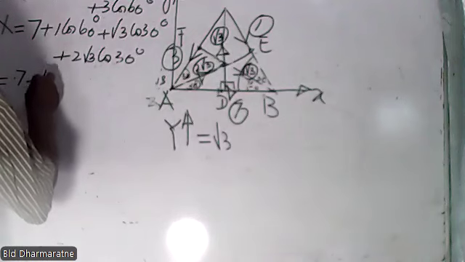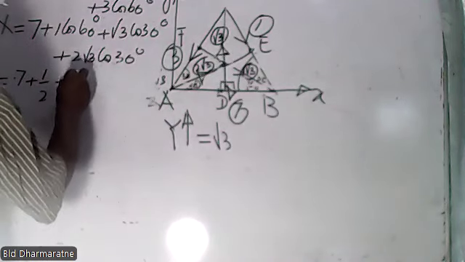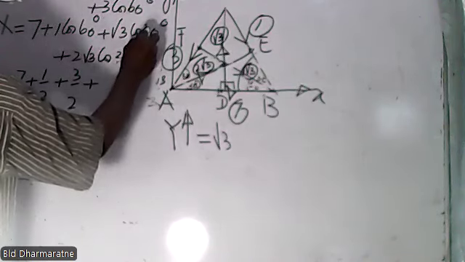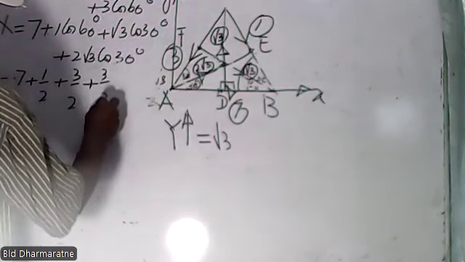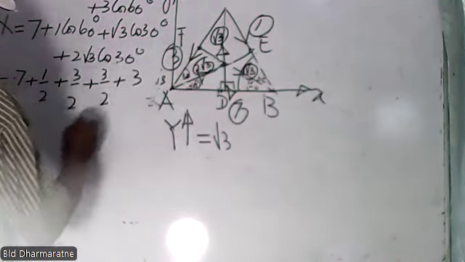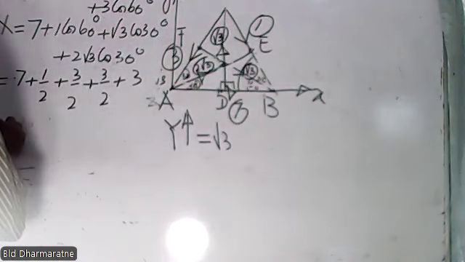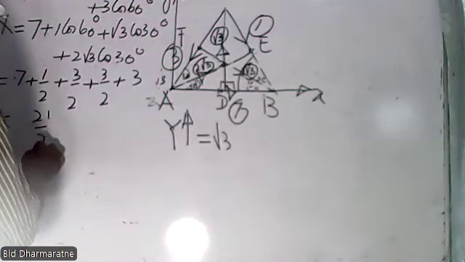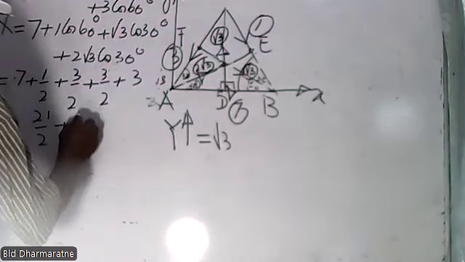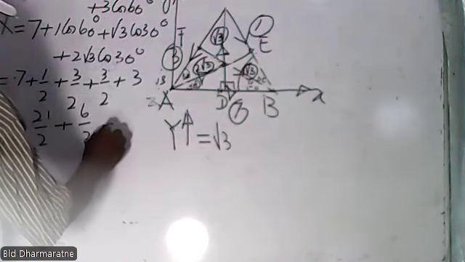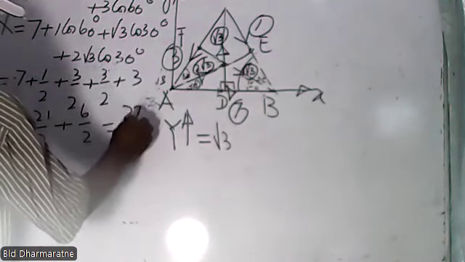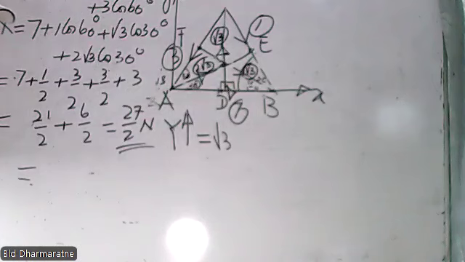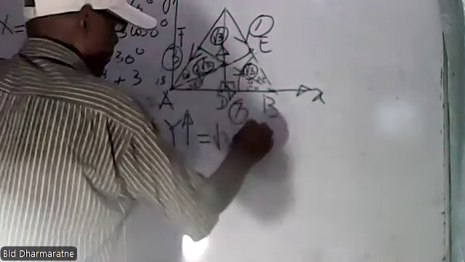7 plus half plus 3 over 2 plus root 3 over 2, 3 over 2 plus 3. That is 10 and a half, 21 over 2, plus 6 over 2, equals 27 over 2 Newton. This is the correct one. So X is 27 over 2.